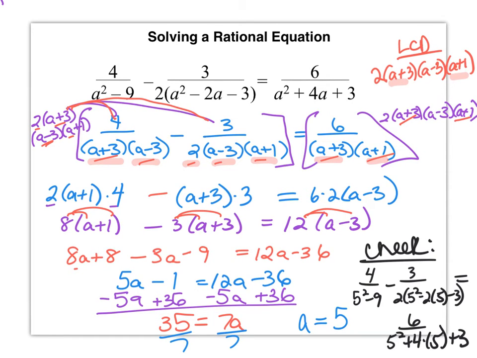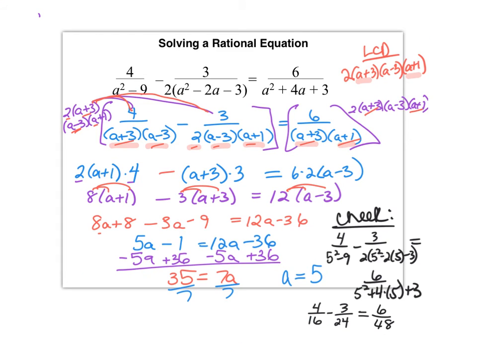All right, so let me get a calculator and check the solution. When you plug in the 5 and simplify, the first fraction becomes 4 over 16, the second fraction becomes 3 over 24, and the fraction on the right is 6 over 48. So you can double check that 4 over 16 minus 3 over 24 does equal 6 over 48. So our solution to this equation, again, is a equals 5.